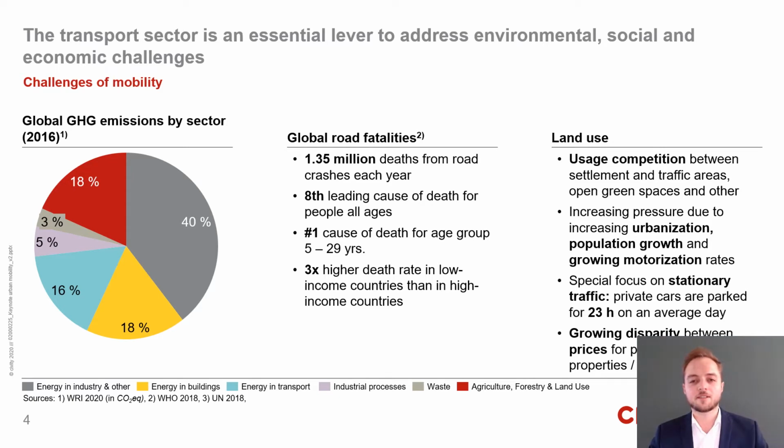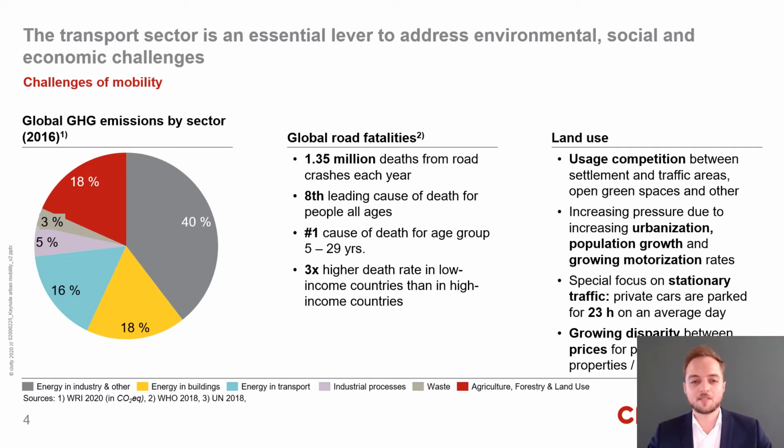The third part I'd like to talk about at this point is land use. As you all know, the urban space we have, the land we have in cities is limited, and there's competition for it. Do we use it for housing? Do we use it to build streets or maybe parks or whatever? And this competition is increasing due to a number of developments. First of all, more and more people are moving into the city, and the overall population is growing. And more and more people are buying cars and having a car at home. So this is also increasing the pressure on this competition.